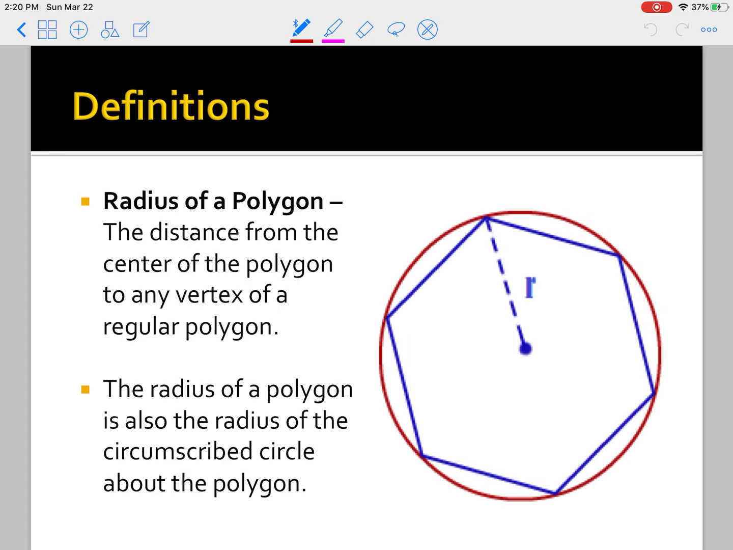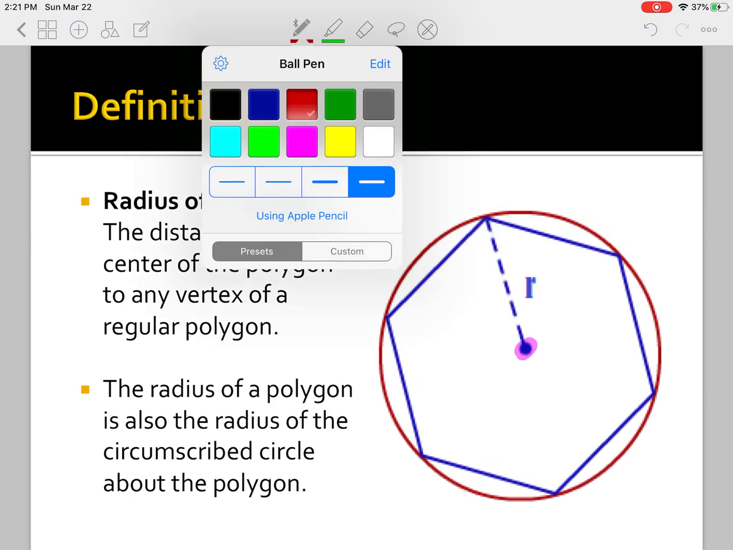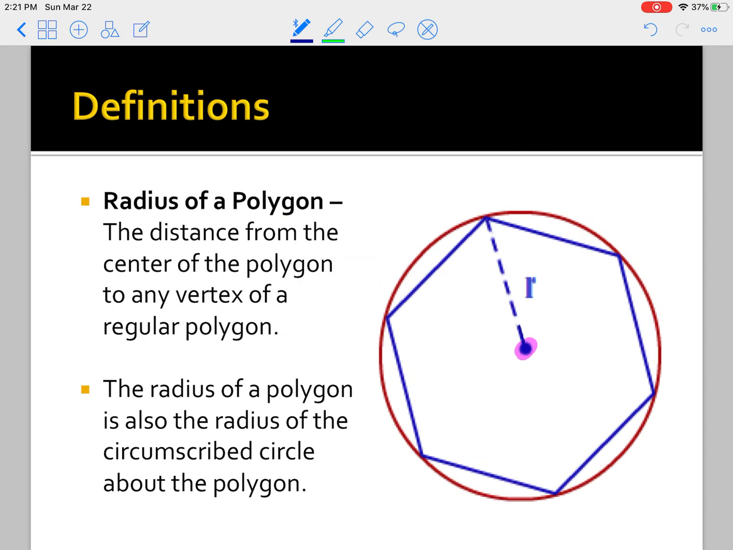The radius of a polygon is the distance from the center of the polygon to any vertex of the regular polygon. This radius is also going to be the radius of the circumscribed circle. When I look at this particular diagram, notice that they have the center of both the circle and, in this case, 1, 2, 3, 4, 5, 6, a hexagon, but it is a regular hexagon. So we have the center of the hexagon, the center of the circumscribed circle, and if I were to draw a radius of this particular polygon, it must go to the vertex.